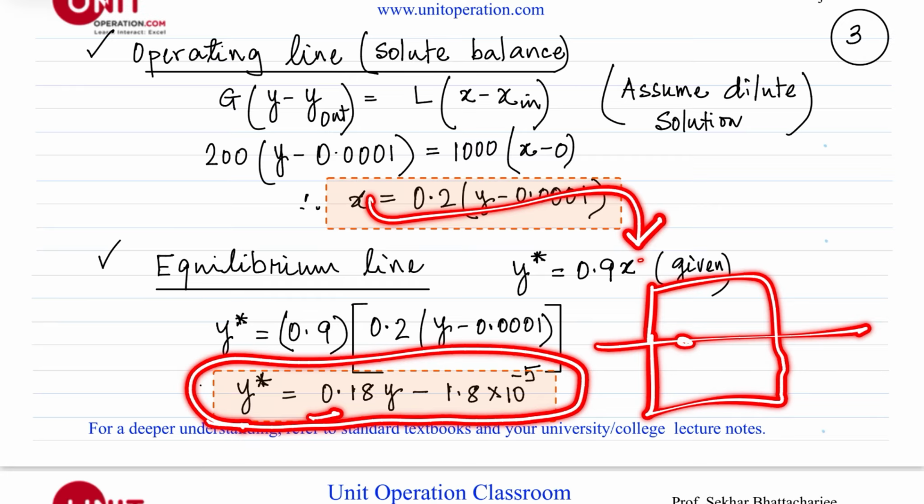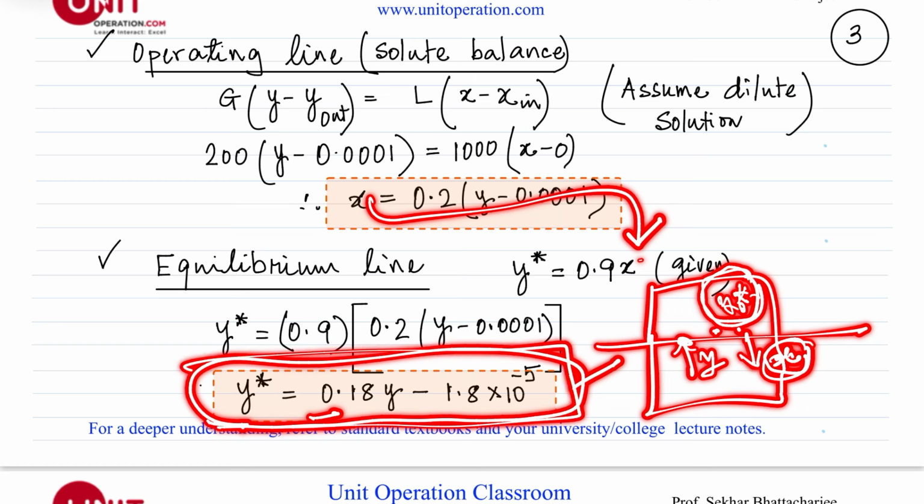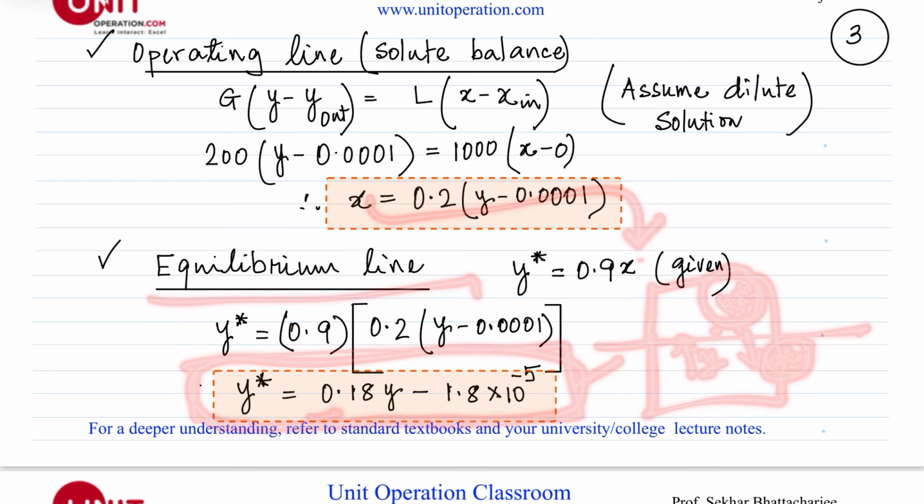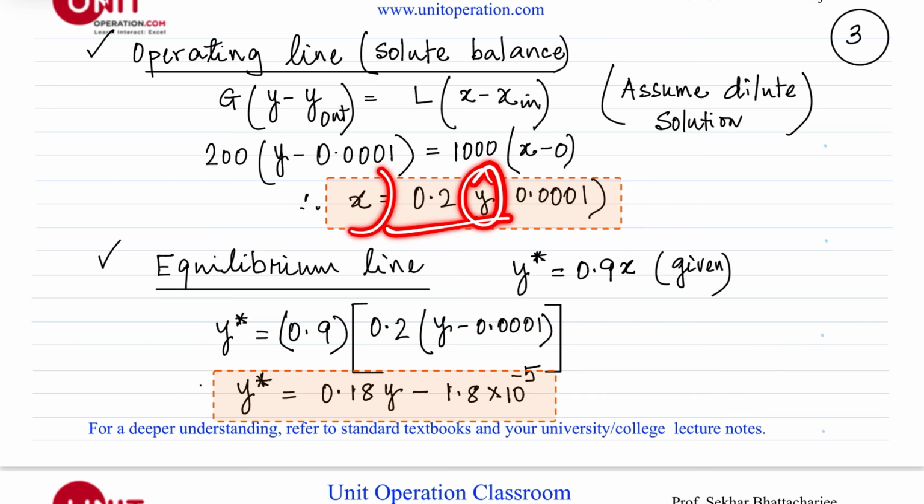In terms of y, this relationship basically determines this. So what is the value of y and what is the value of y star? That means the hypothetical equilibrium concentration corresponding to the liquid concentration of ammonia that is coming out. So that's basically this relationship here. This is the equation of the operating line, in terms of y and x, and this is of course the equation of the equilibrium line.